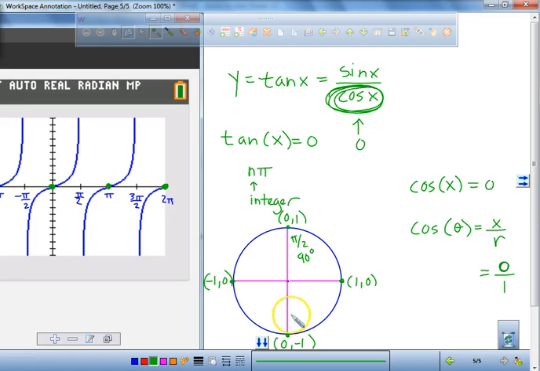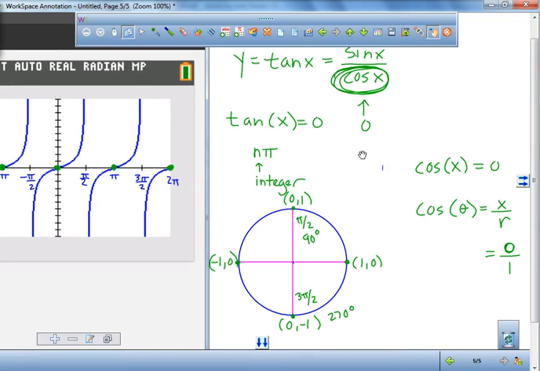Over here, where is this? This is at 3 pi over 2, also known as what? 270 degrees. I don't know if you can see that, that's okay. I'm going to highlight it real quick. The cosine of x is equal to 0 right there and right there.